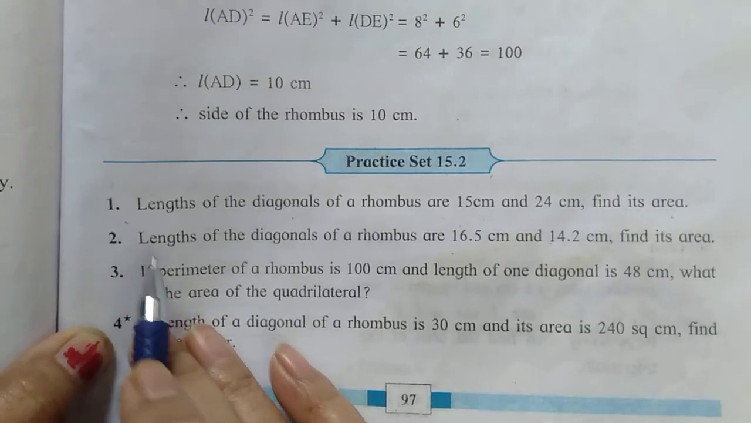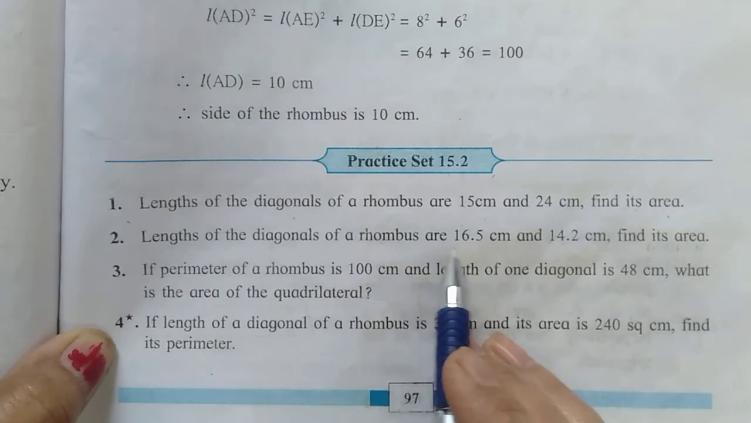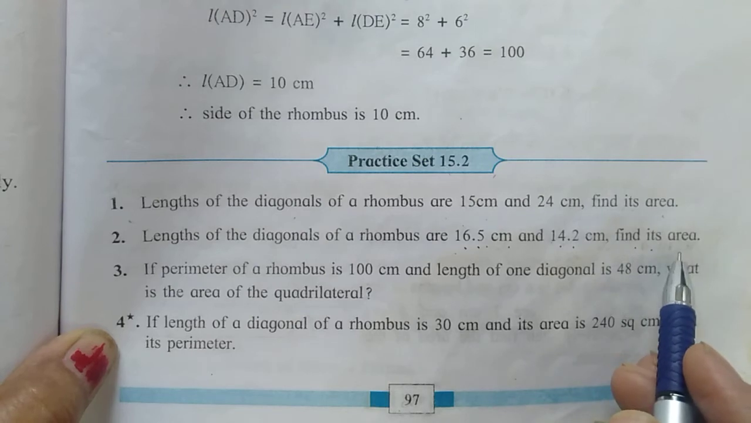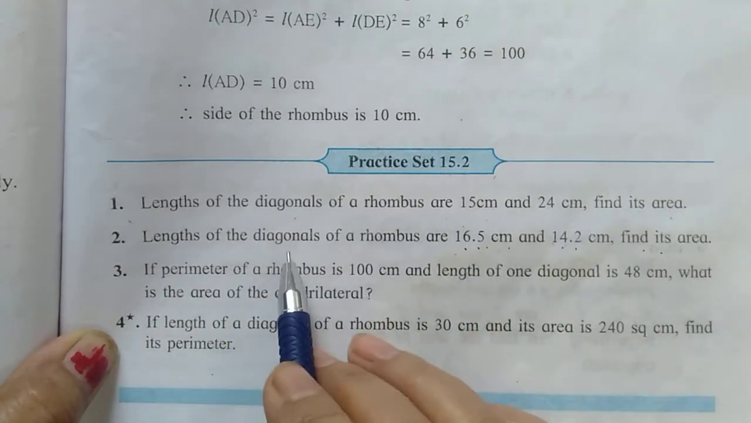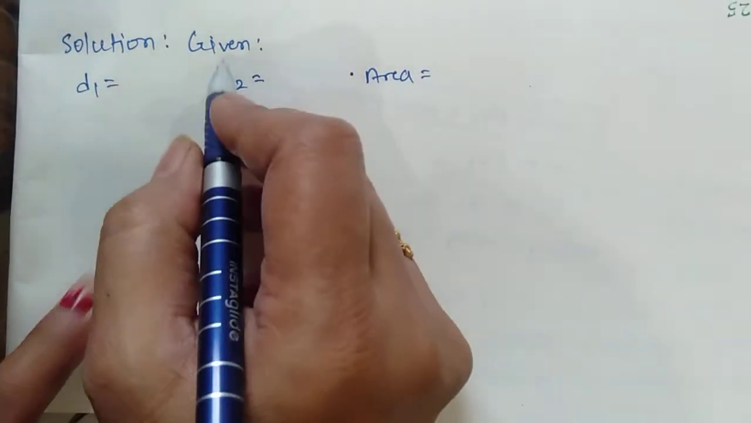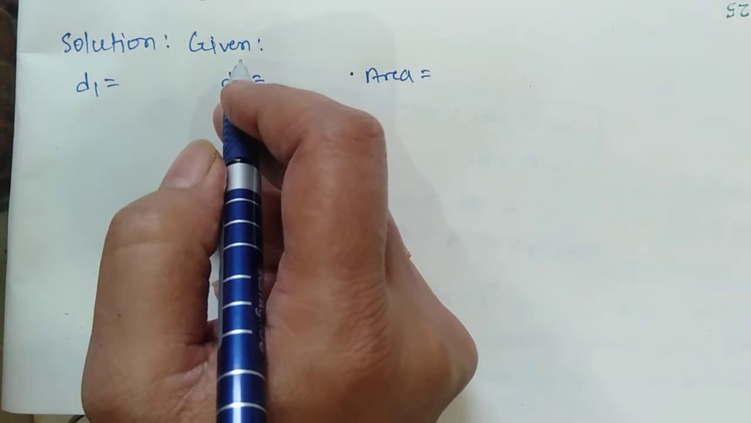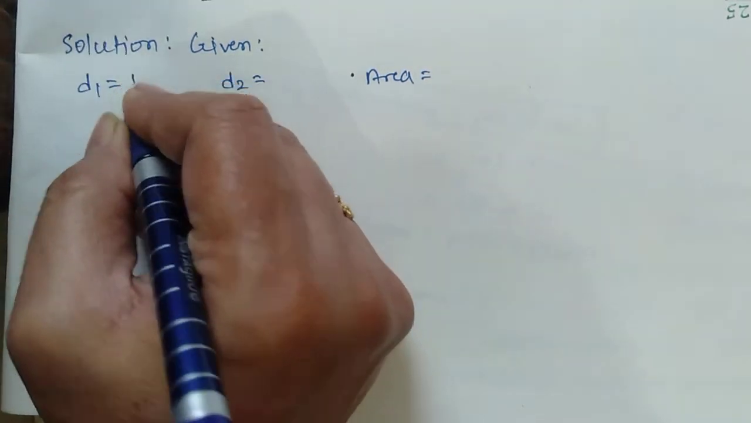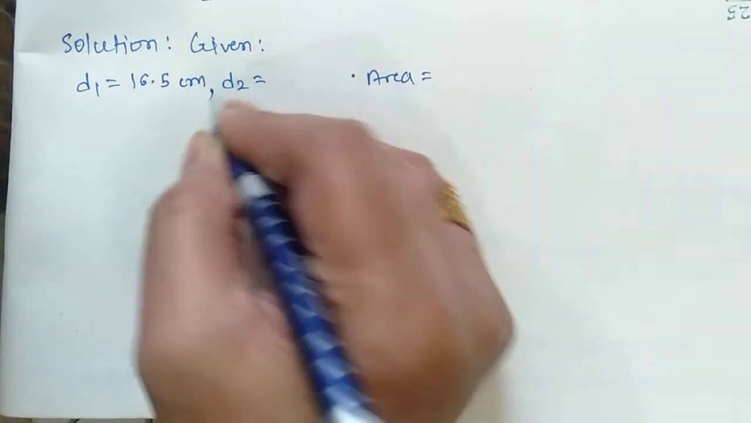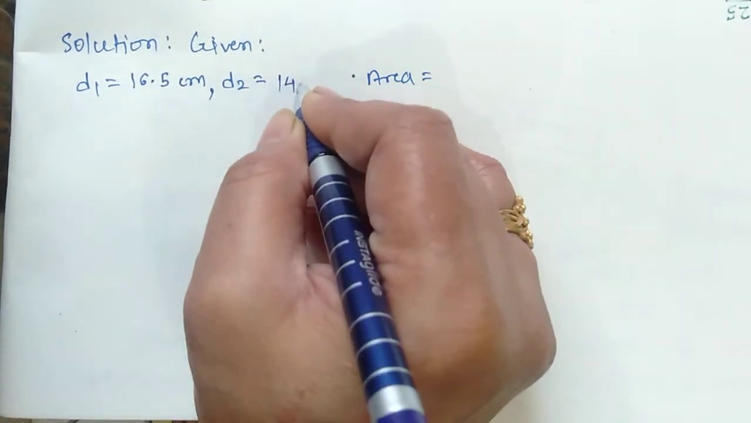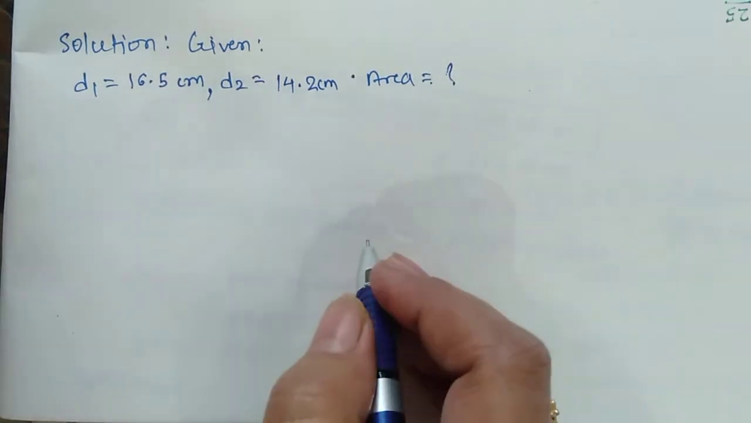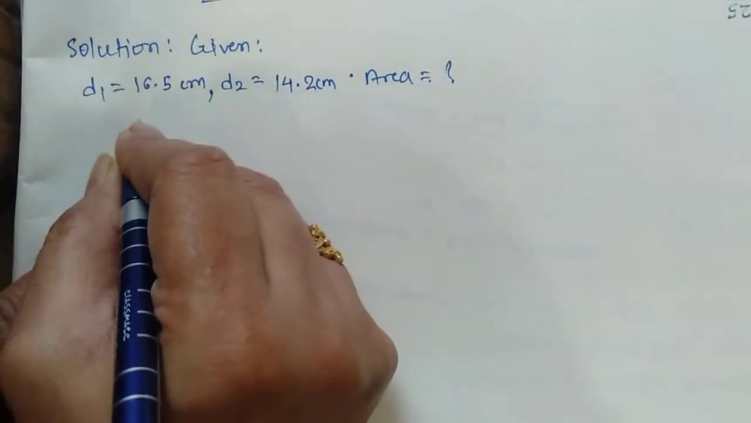Now see the second question. Lengths of the diagonals of a rhombus are 16.5 centimeter and 14.2 centimeter. Find its area. Very simple. Again here the lengths of both diagonals are given. Find out the area. See the solution. Firstly, write down the given things. So the first diagonal is 16.5 centimeter. The second diagonal is 14.2 centimeter. Find out the area. So area is equal to question mark. So write down the formula.